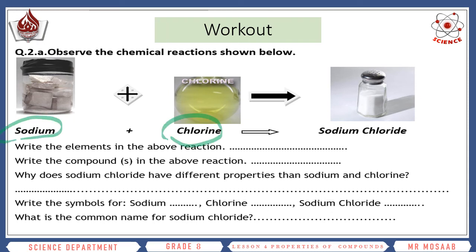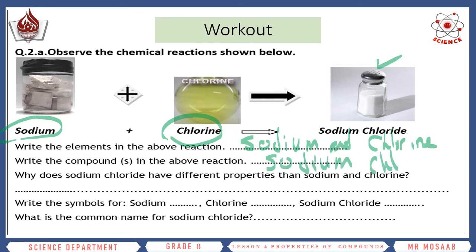So you're going to write sodium and chlorine. What is the compound? In the above reaction, we have only one compound, which is sodium chloride. Only one compound, sodium chloride.